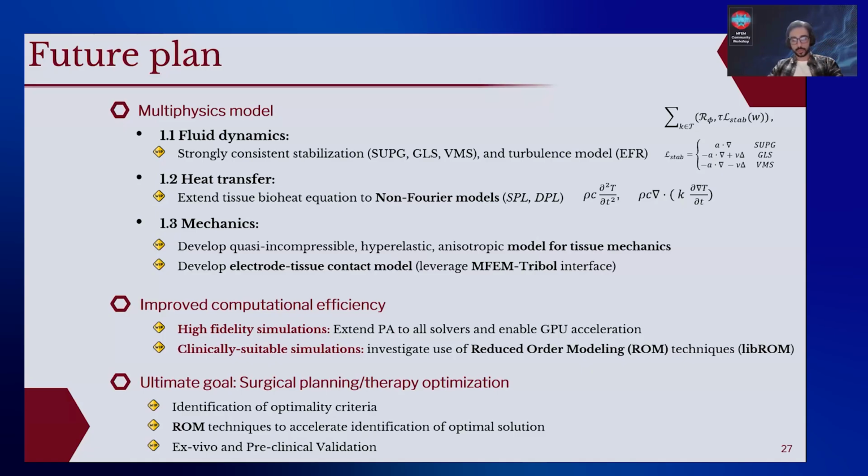But one thing we are investigating, if you want to do a clinically suitable simulation where you're bounded by computational power available and time, is to use for each sub-physics block reduced order modeling to accelerate the simulation, with the ultimate goal of doing surgical planning and therapy optimization with this model, in which case we would need to identify the optimality criteria, use ROM techniques to accelerate, and then eventually also do XV when preclinical validations.